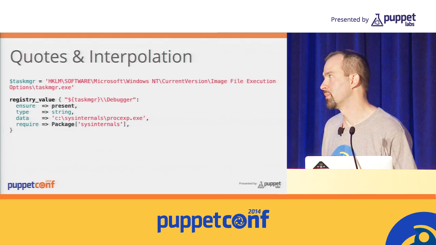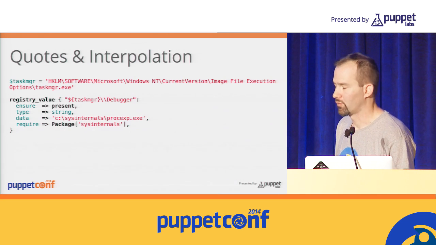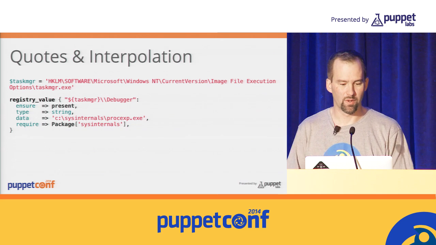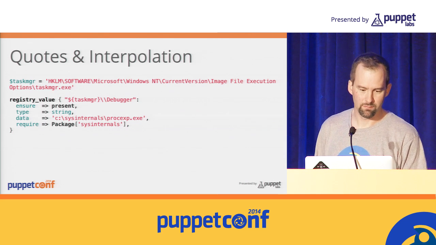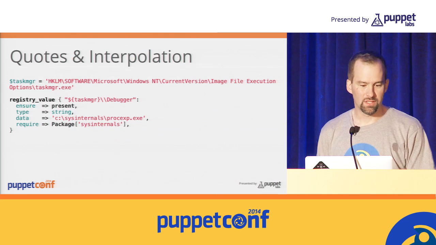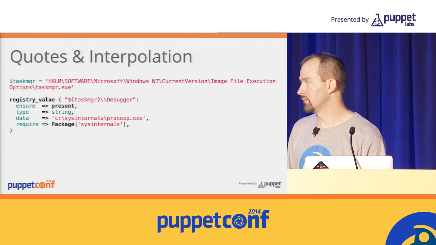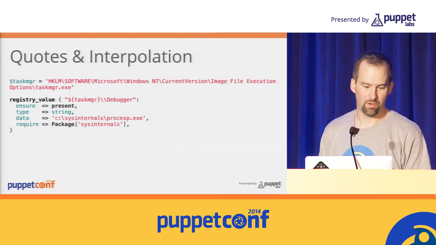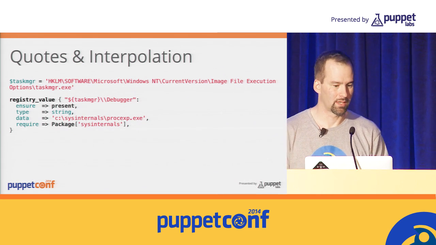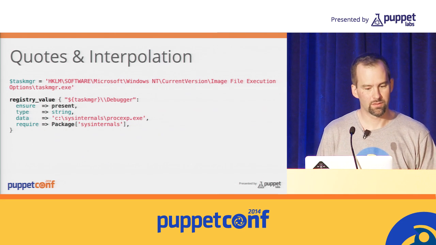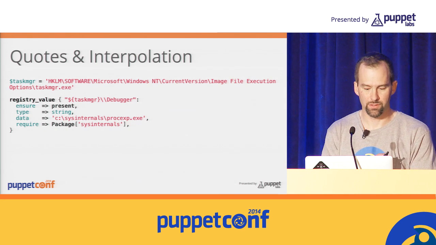So this is a little snippet that shows replacing the task manager with Process Explorer. This is only the registry value part. It assumes that Process Explorer is already on the system. You can see the first line is, I'm taking a long string here, and this is a registry path, and I'm single quoting it, and I'm storing that, basically assigning that to a variable, task manager. And note, I'm using single quotes, and I'm using single backslashes.